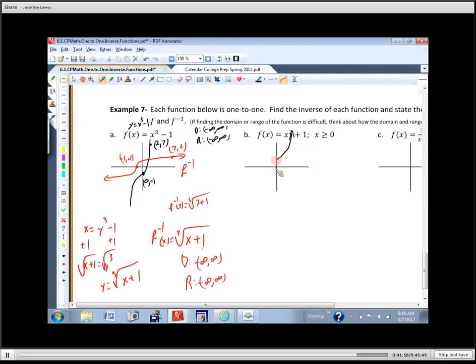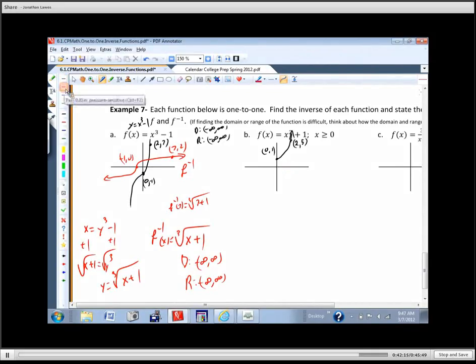Now I'm going to label this point right here 0, 1, and I'm going to label one more. I'm going to label 2 comma. What do you get when you plug in a 2? 5. Square 2, you get 4. Add one more, you get 5.